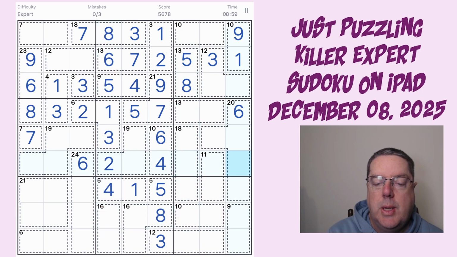3 can be here or here, so that means that can't be an 8. 8 can't be there. 8 can be there. 8 cannot be there. 8 can be there. I was hoping that was going to give me more than that, but apparently not.